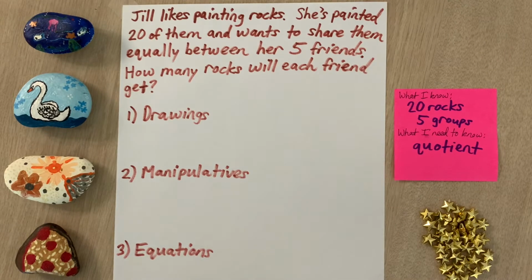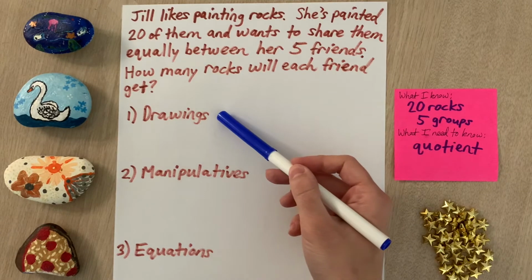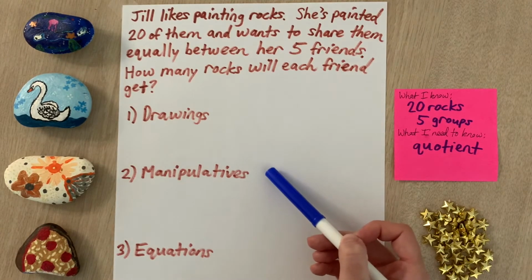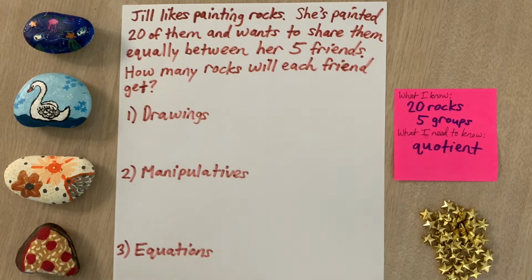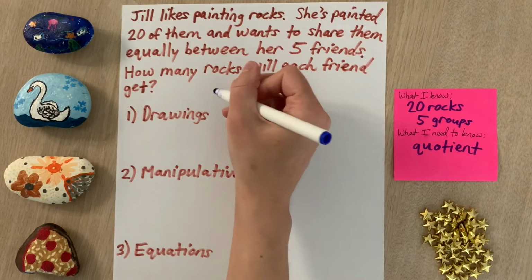Okay, so we can solve this using 3 different strategies. Drawings, using dots, manipulatives, using gold stars or beans or beads, and equations, using multiplication facts, or division facts in this case. Okay, so let's start out with drawings. So let's use dots for this. So we know that there's 20 rocks, so each dot is going to symbolize a rock. So let's do 20 dots.